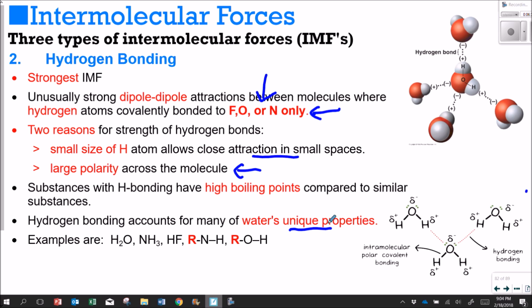Some examples of molecules which can undergo hydrogen bonding are water, ammonia, hydrogen fluoride, and then if we have an NH end to any molecule or an OH end to any molecule, that could also undergo hydrogen bonding. This picture shows hydrogen bonding between water molecules, and we can see that the negative side of one water molecule again is attracted to the positive side of another molecule, and that creates the force of attraction called hydrogen bonding between the two water molecules.